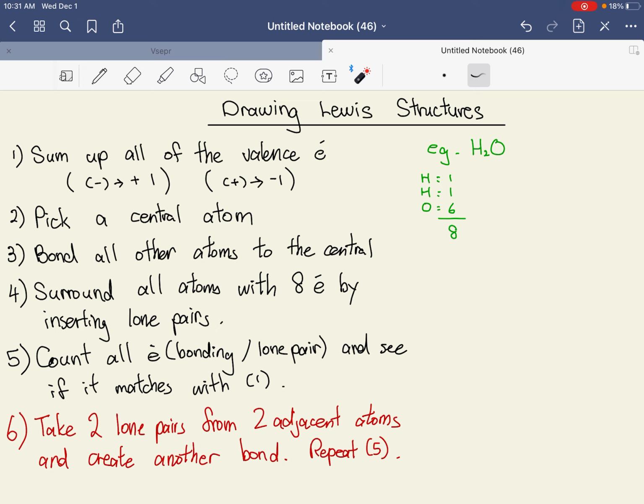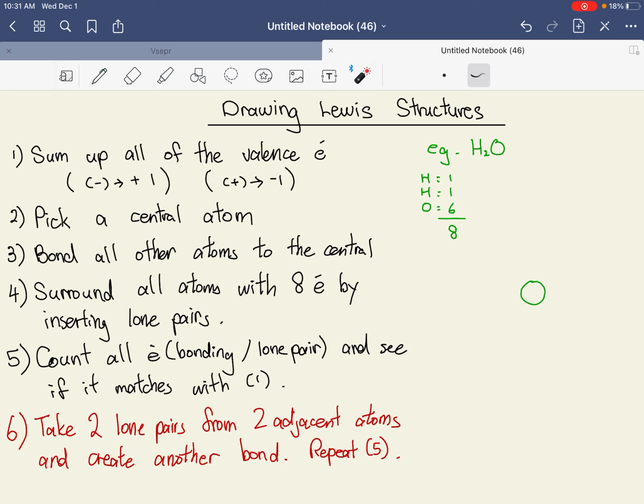Why? Because hydrogen only makes one bond. It only has one electron, so it tends to share that one electron. That's one bond. So I would never pick hydrogen. That would be a very silly thing to do. Okay? And in this case, I will pick oxygen. Let's pick oxygen. This is my central atom.